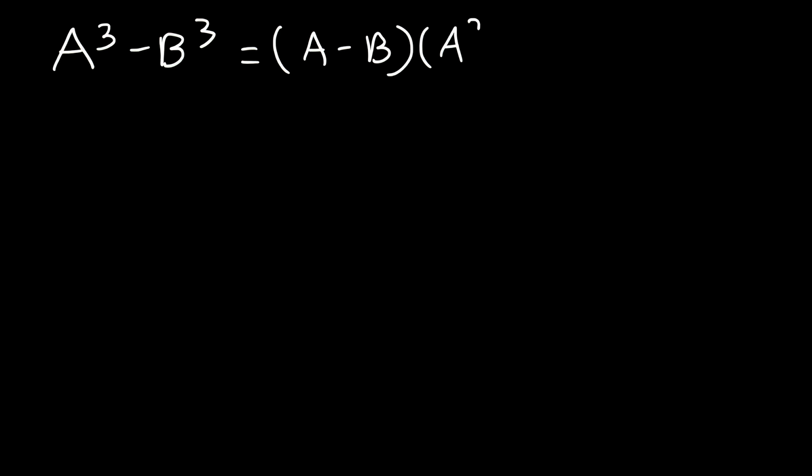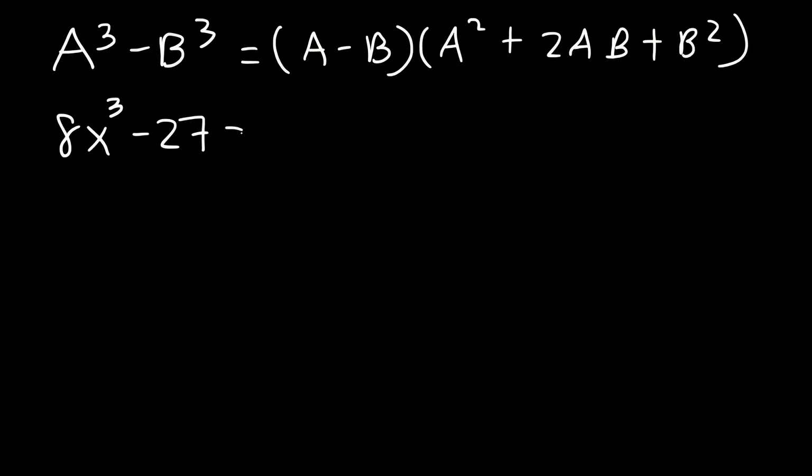Now let's try another example using the difference of cubes. a cubed minus b cubed is going to be a minus b times a squared plus ab plus b squared. Let's try two examples. Let's try 8x cubed minus 27 first.